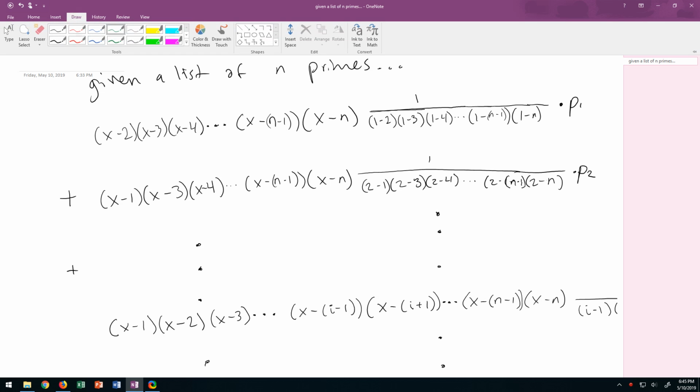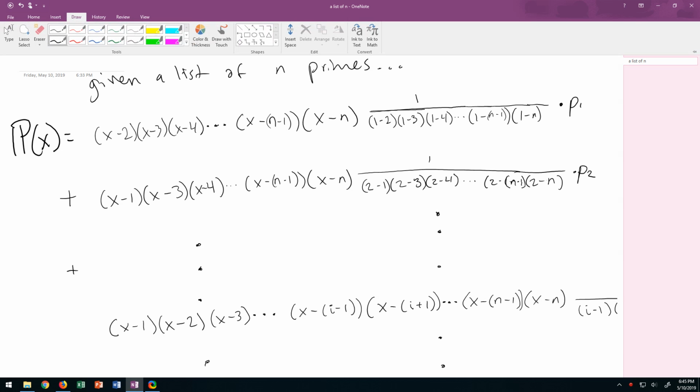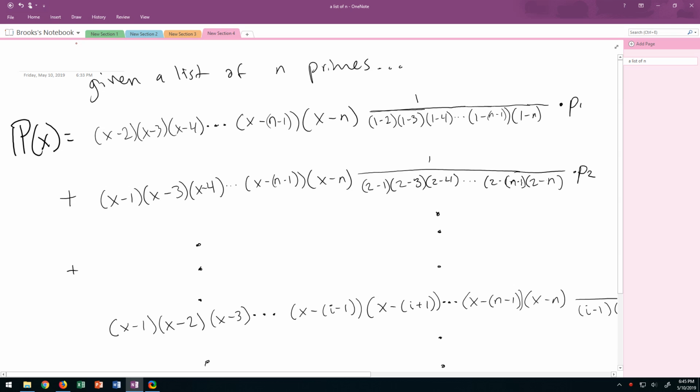Oh, I didn't write P. Big P of x. Let's do that. Big P of x is a polynomial that returns primes, consecutive primes, for consecutive integer inputs. It's composed of different polynomials.